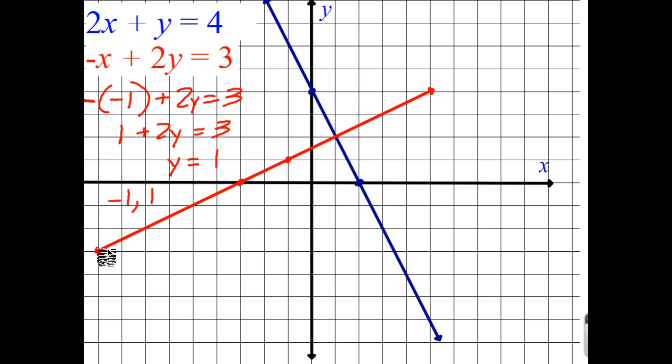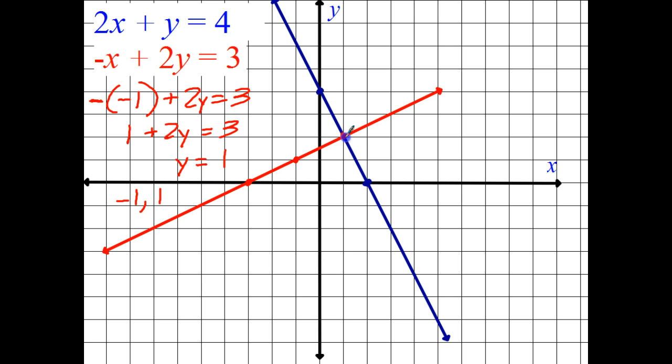And I'm going to look to see where this crosses, and it looks like it intersects right here at 1, comma 2. Okay, and let's go ahead and plug this in and make sure this works. So 2 times 1 is 2, plus 2 is equal to 4. That works. -1, okay, so -1 plus 4, does that equal 3? It does. So my solution is 1, comma 2.